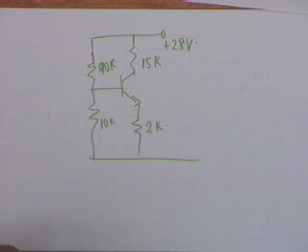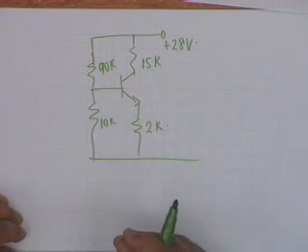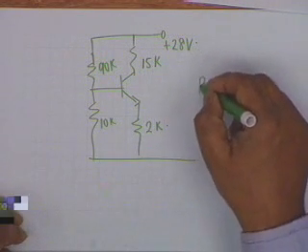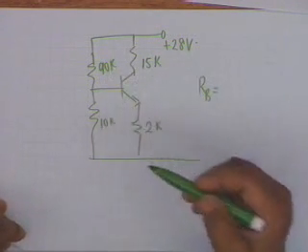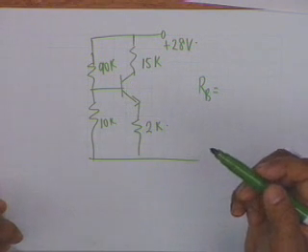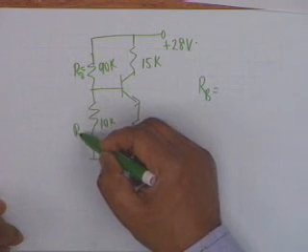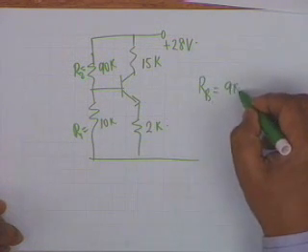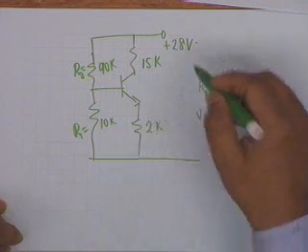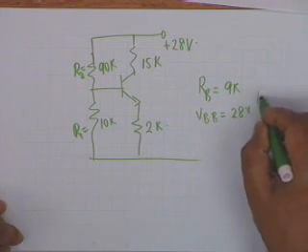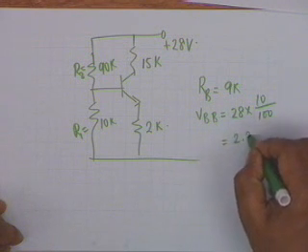To evaluate the worst case currents, obviously you require the values of R sub B. R sub B is the parallel combination of 90K and 10K. If you recall, it's the parallel combination of R1 and R2. So it is 9K, and V sub BB is 28 multiplied by 10 divided by 100. So it is 2.8 volt. Is that okay?